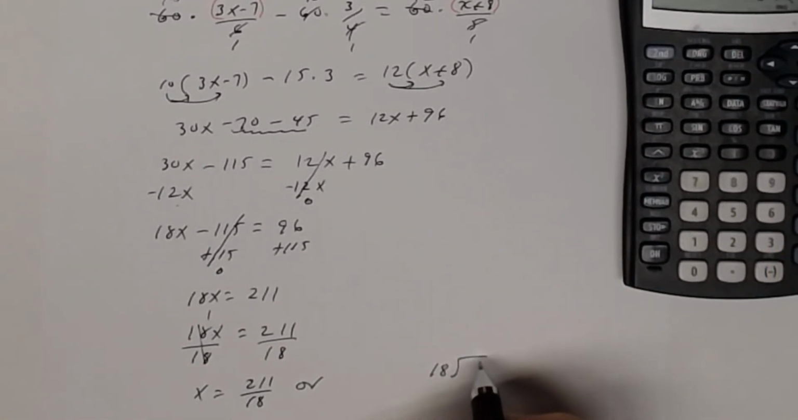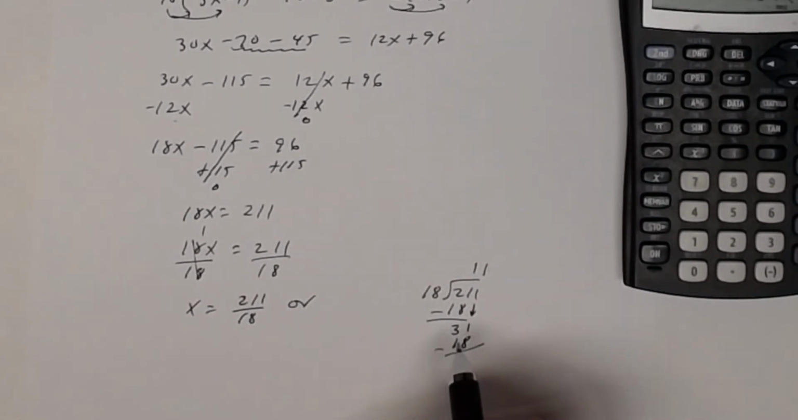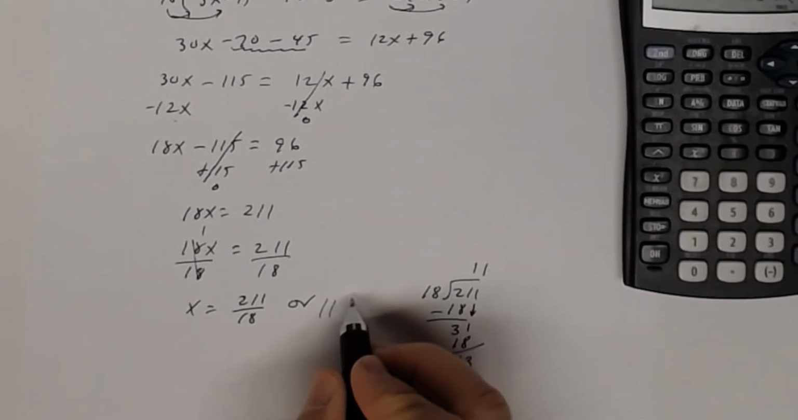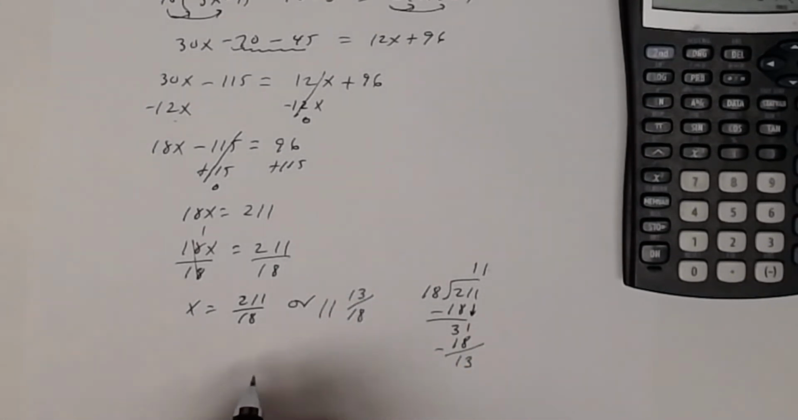So 18 divided into 211. 18 into 21 is 1. 1 times 18 is 18. Subtract. 21 minus 18 is 3. Bring down the 1. And then 18 into 31 is 1. 1 times 18 is 18. And then 31 minus 18 is going to be 13. And so we get 11 and 13 eighteenths. So 11 and 13 eighteenths as a mixed number.